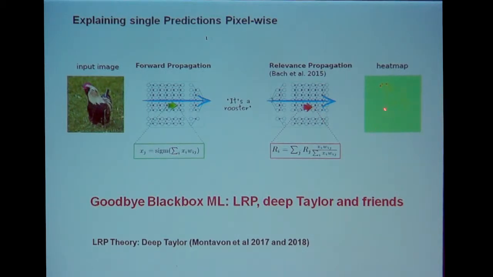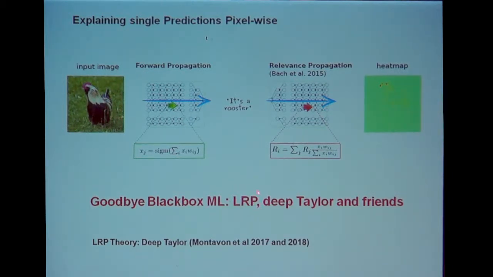So here's why the AlexNet thinks that this is a rooster. You see that this part is important, green is unimportant, red is important. So you see that it's this part why this is considered a rooster. Okay, so that's good. There's a number of methods that do this. It's only fairly recent that people have studied this.